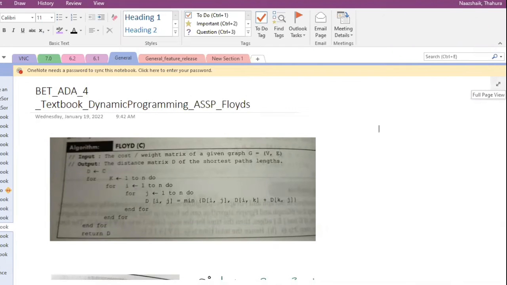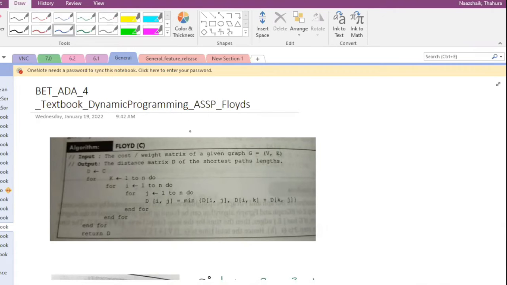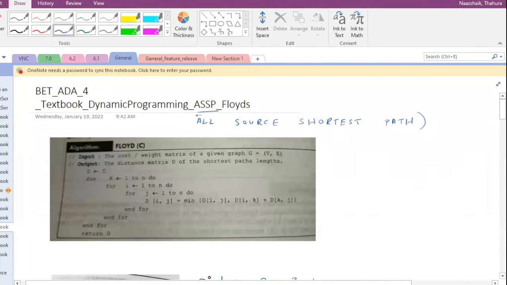So today we will do another problem in dynamic programming, which is all source shortest path. This was devised by a person called Floyd, so it's also called Floyd's algorithm.